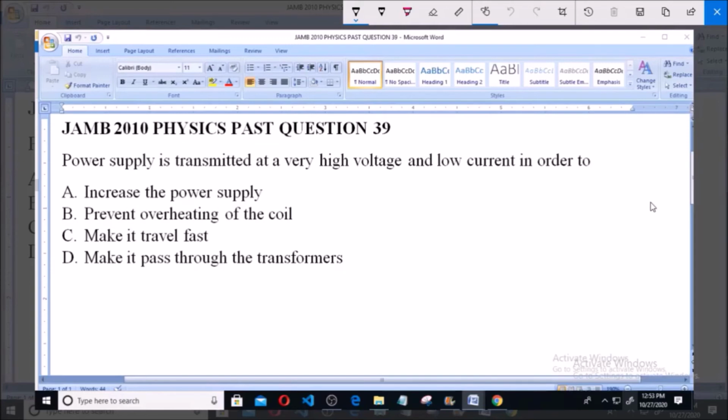Power supply is transmitted at a very high voltage and low current in order to: A. Increase the power supply, B. Prevent overheating of the coil, C. Make it travel fast, D. Make it pass through the transformers.